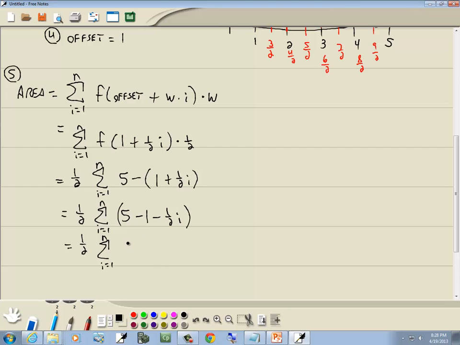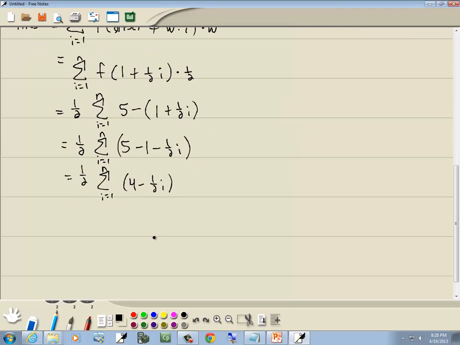Five minus 1 is 4. So we've got 4 minus 1/2 I. Now we don't want to do this the hard way, so we're going to use our formulas. Now remember what n is. n is going to be our number of rectangles, which is 8.